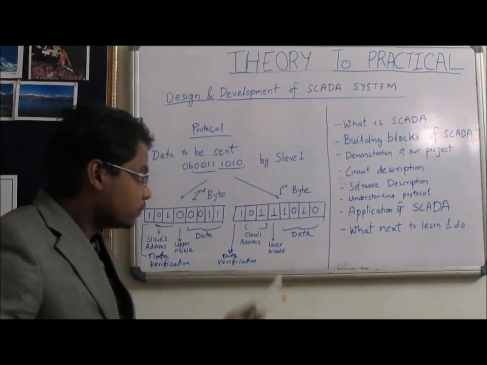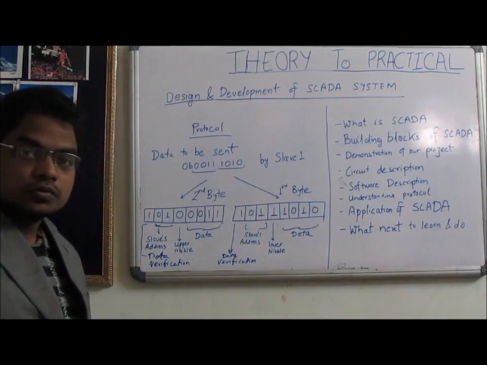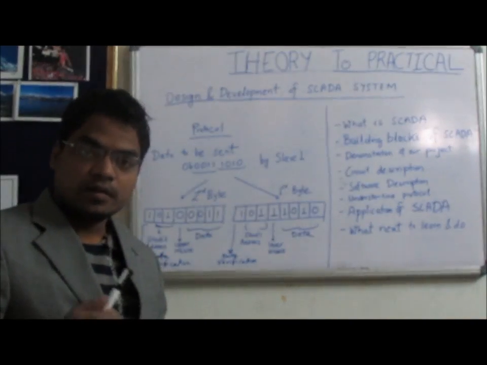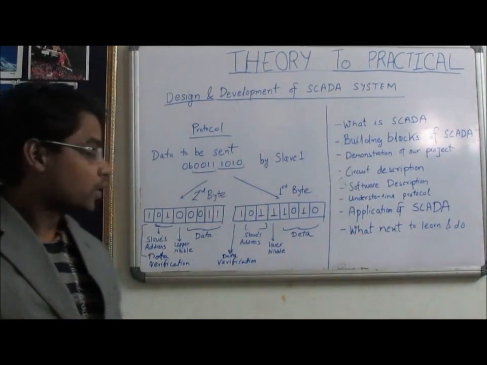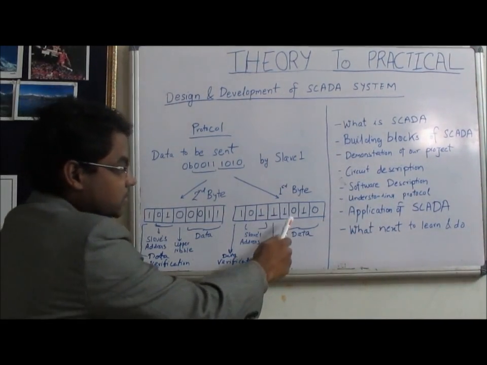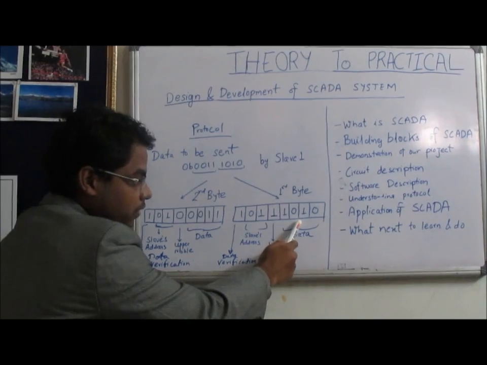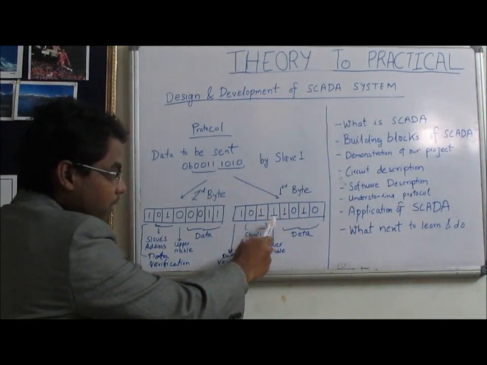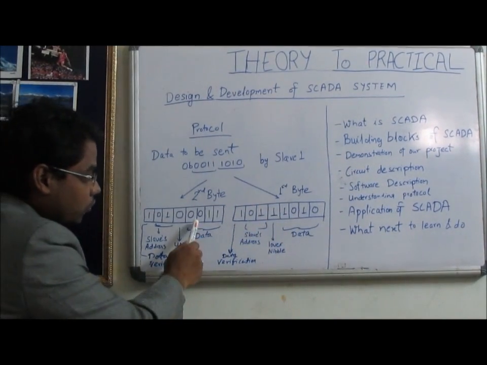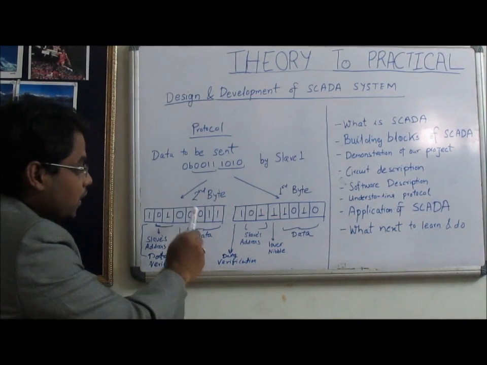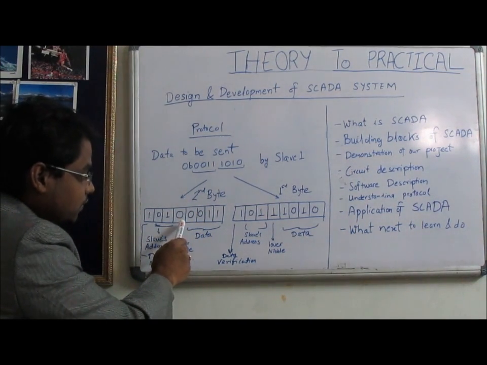Now this bit 4 corresponds to the indication of upper or lower nibble. As this corresponds to the lower nibble, it will set here 1, and as this corresponds to the upper nibble, it will set the 4th bit as 0 here.